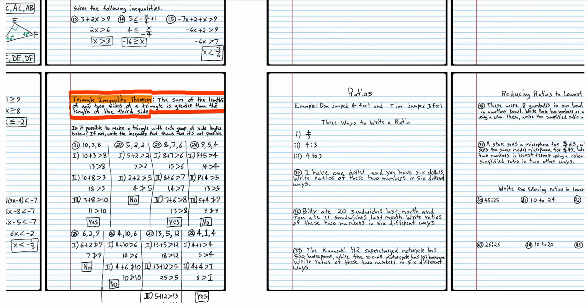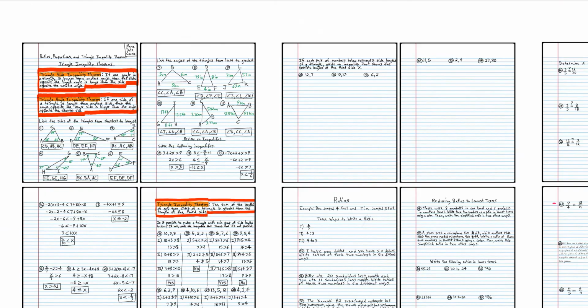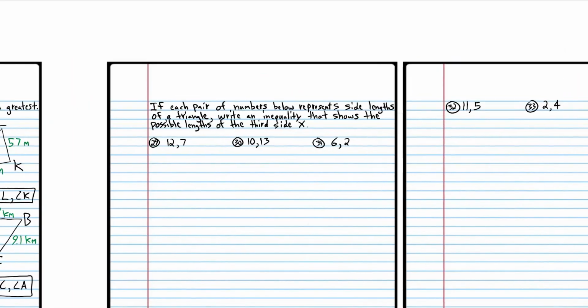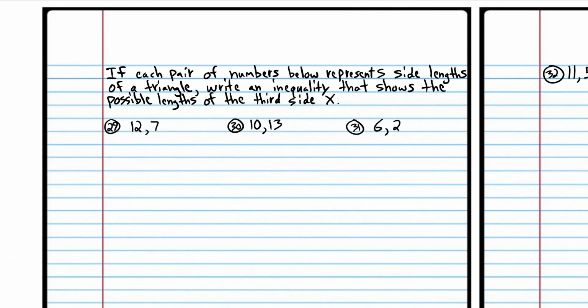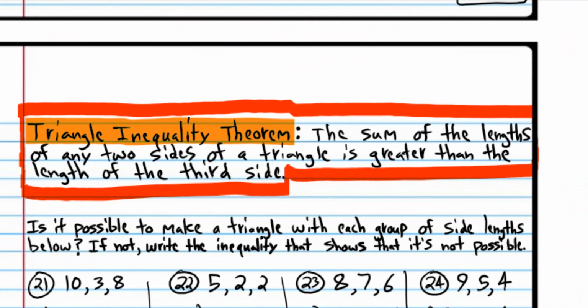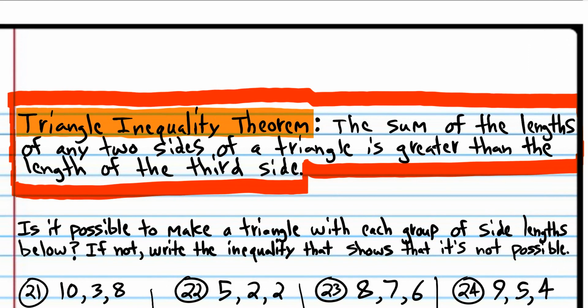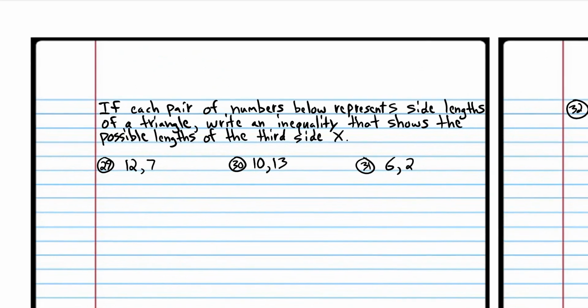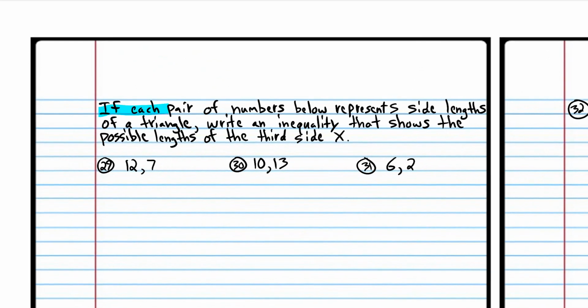All right. So now we're going to do a second type of problem with this triangle inequality theorem. And again, if you didn't get a chance to get a screenshot of the triangle inequality theorem, go ahead and do that now. It says, if each pair of numbers below represents the side lengths of a triangle, write an inequality that shows the possible lengths of the third side, x.